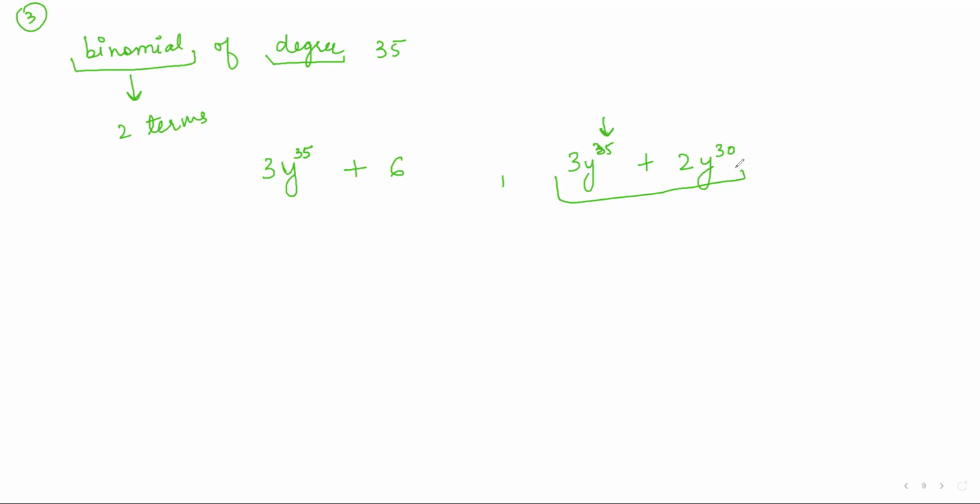Okay, and a monomial of degree 100. So you have to write a monomial of degree 100. How many terms are there in a monomial? 1. So you have to take something like 6t, only one term, but degree 100. So 6t to the power 100. So it is having a degree 100, but term only 1. So it's a monomial of degree 100.